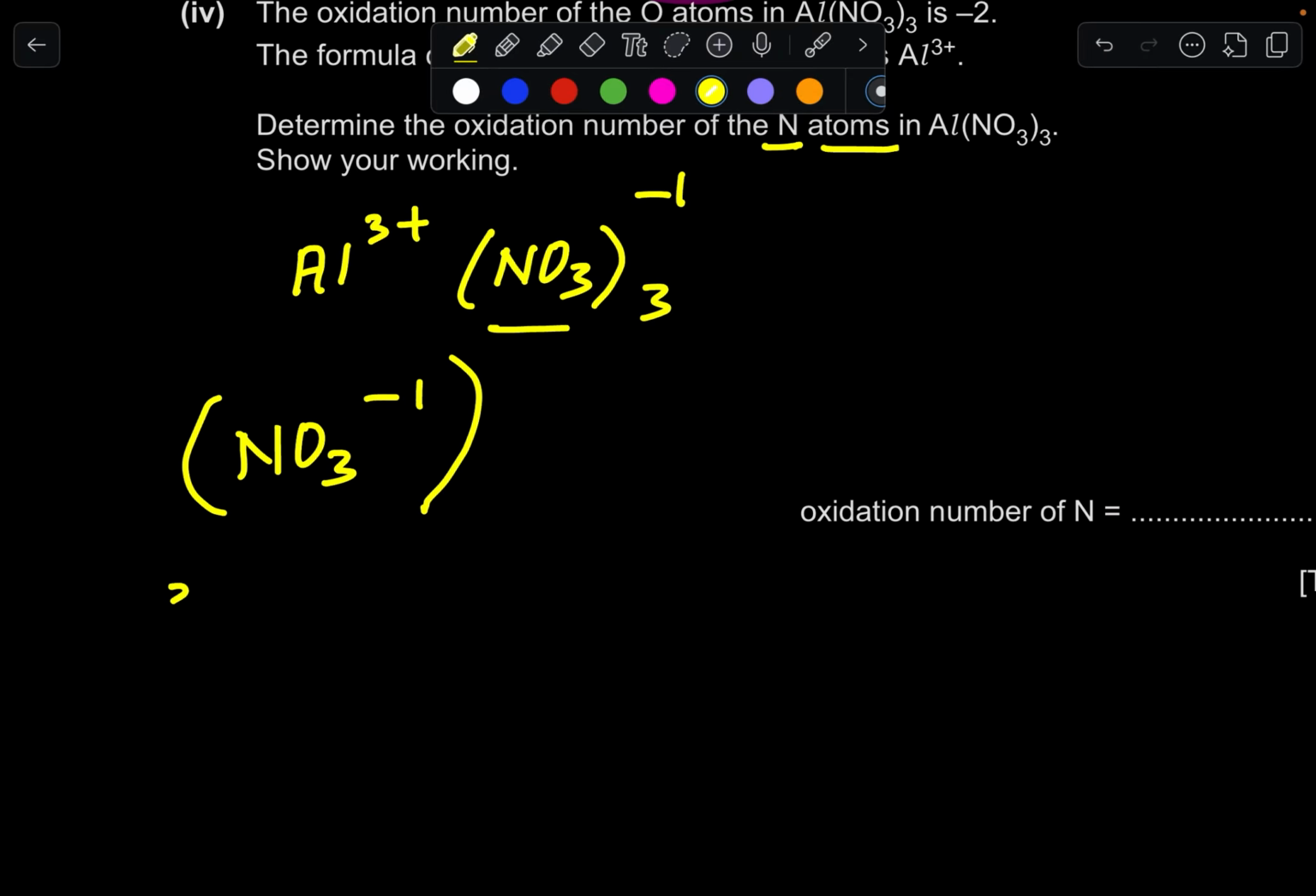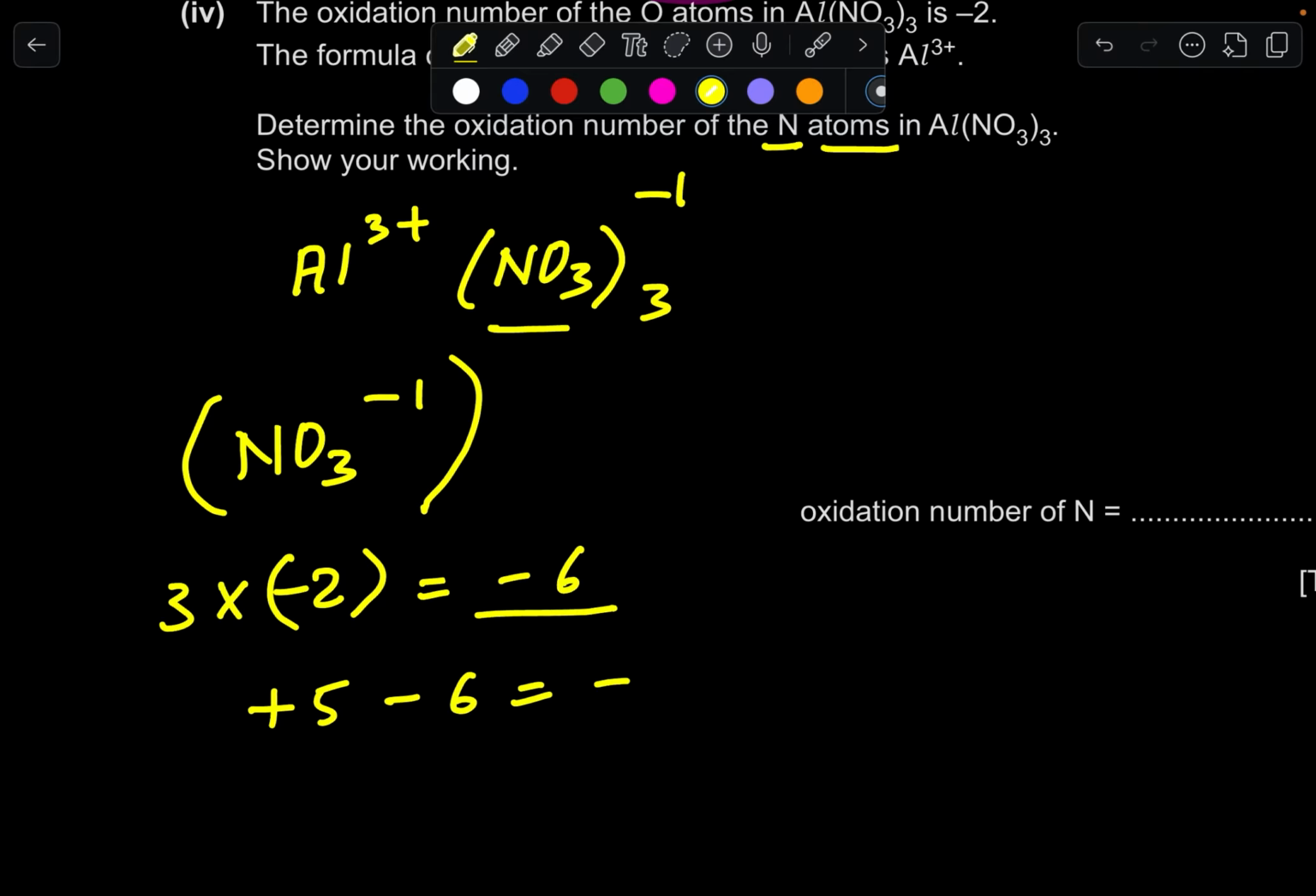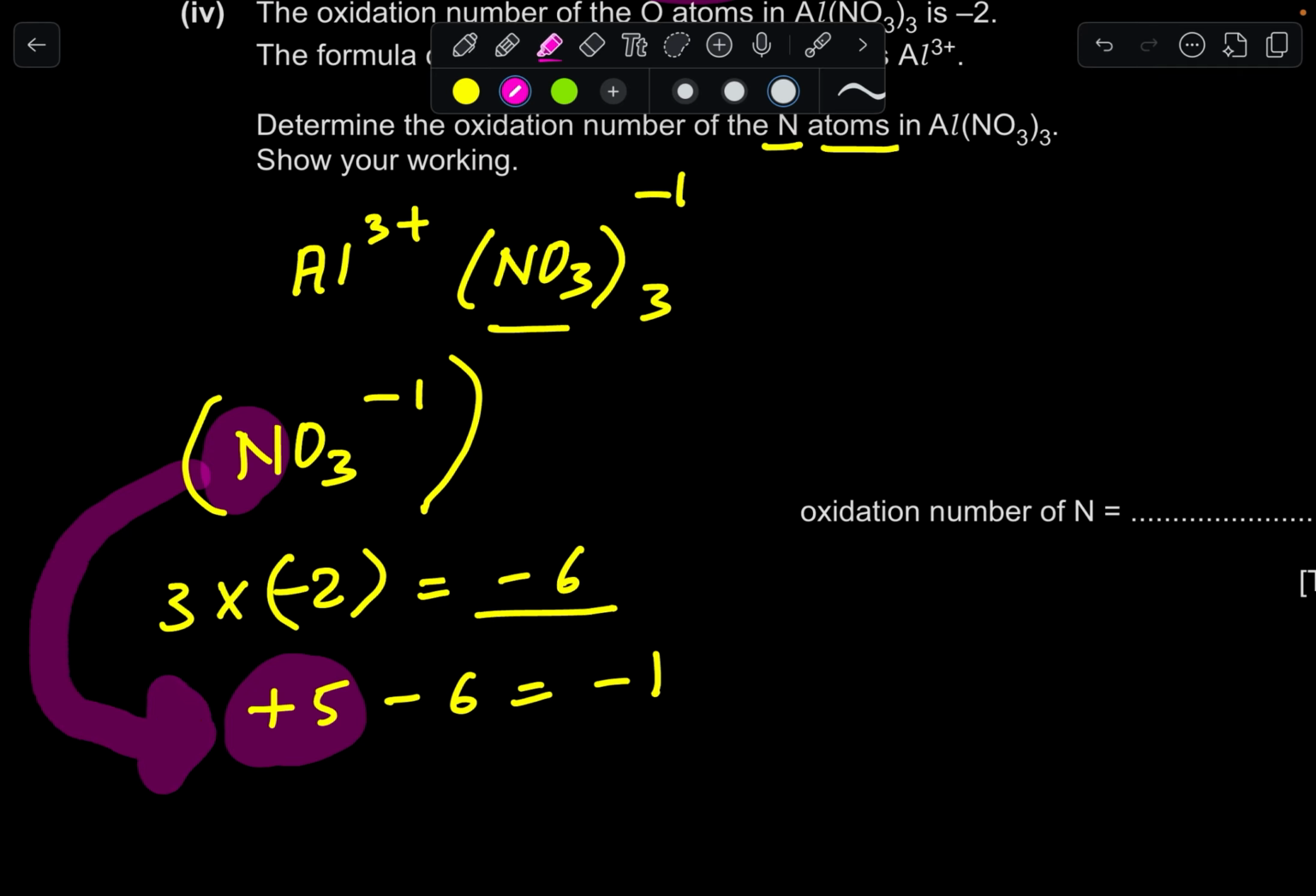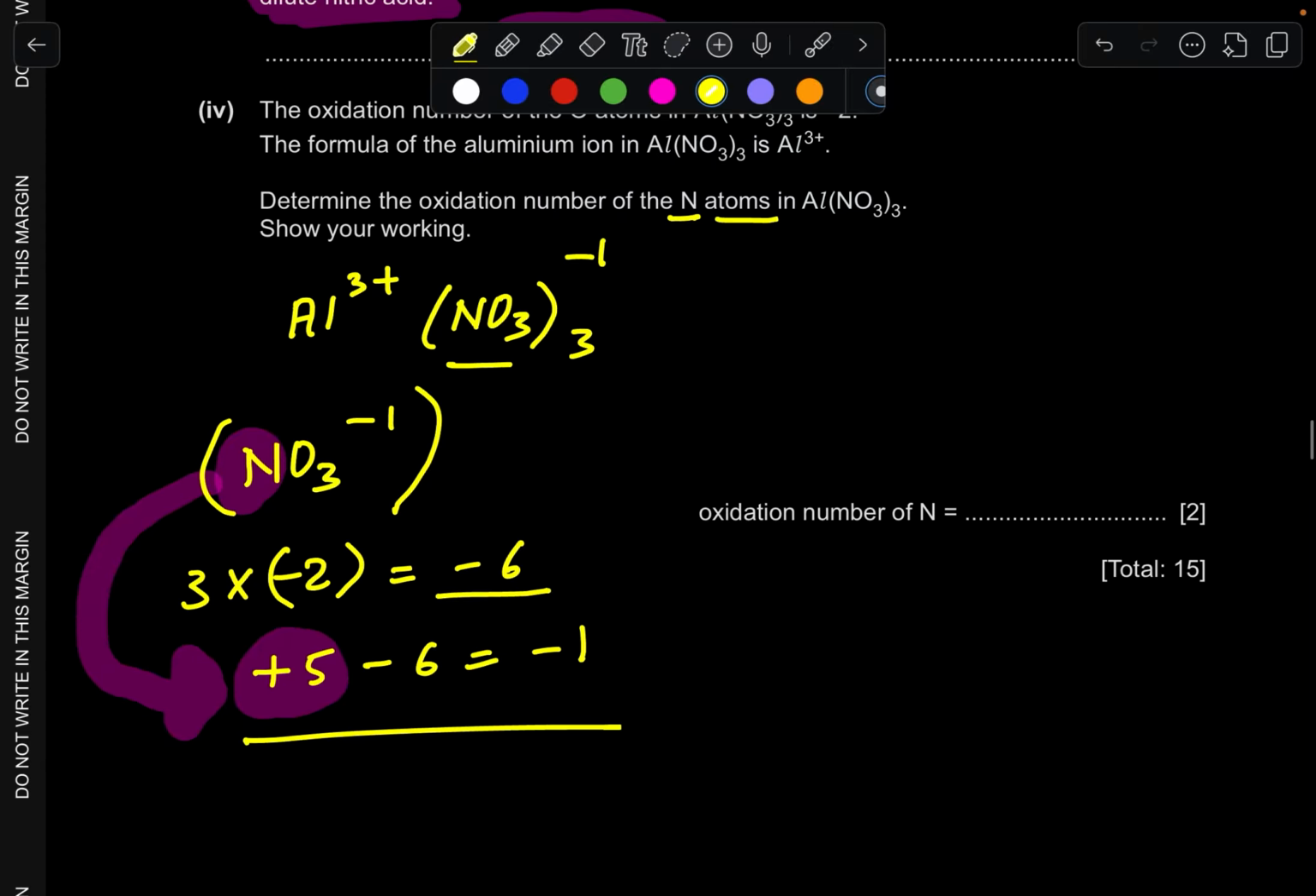So 3 oxygens times -2 for one oxygen gives me -6. +5 and -6 is going to give me a -1. So +5 is going to be the charge on this nitrogen, right? I hope that makes sense. I tried to make maximum sense out of it, because only a +5 and a -6 can give you a -1. So the oxidation number is going to be +5 on nitrogen.